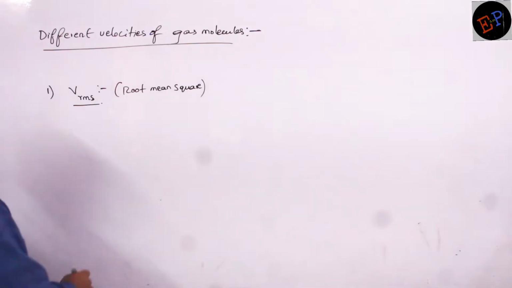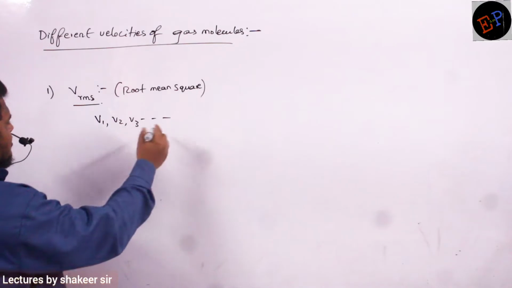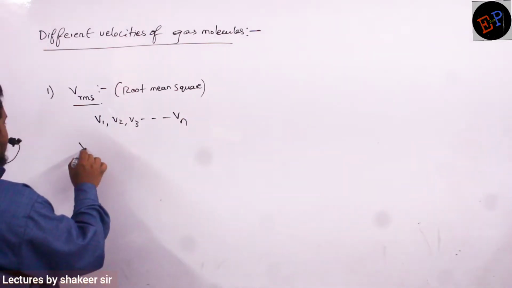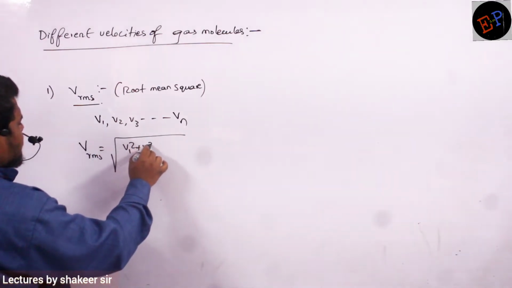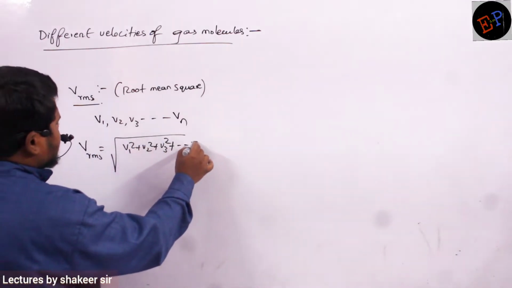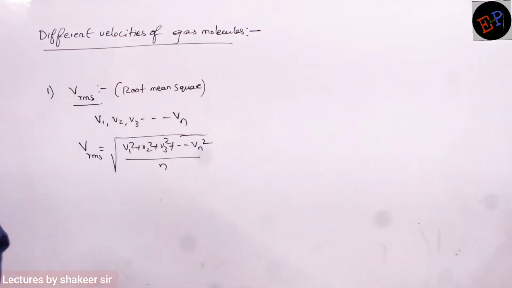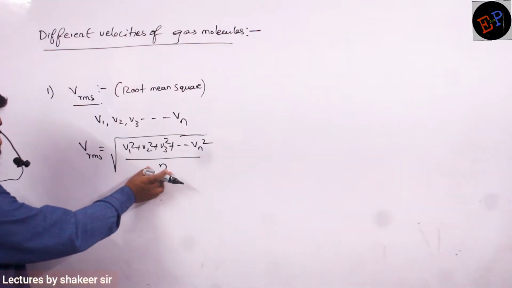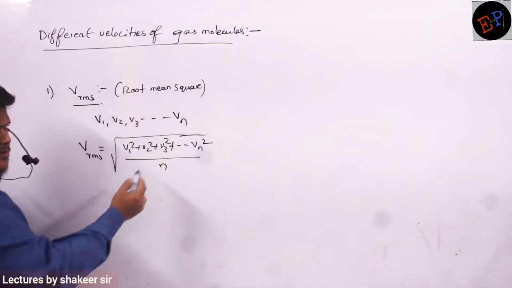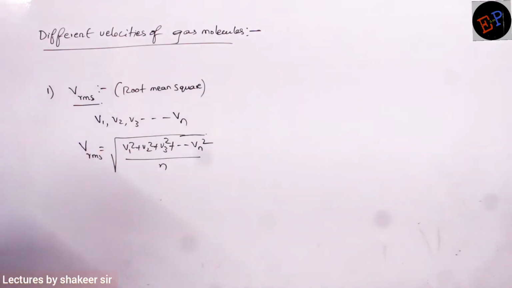For example, if molecules are having velocities v1, v2, v3, like this, many velocities up to vn, then how can I calculate RMS velocity? This is equal to the square root of (v1 square plus v2 square plus v3 square plus up to vn square) divided by n. So this is how we can calculate RMS velocity of gas molecules. Already we discussed, no? R means root. Mean means we are taking the average. Average of which velocity? The square of velocities, that is v1 square, v2 square, v3 square. So that is called root mean square velocity, RMS velocity.